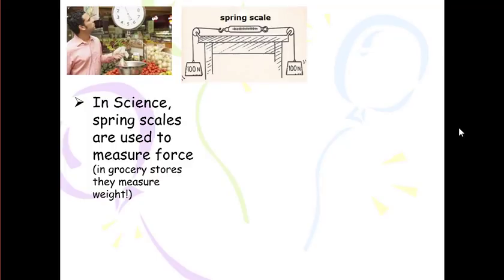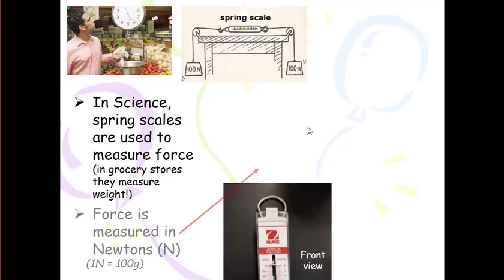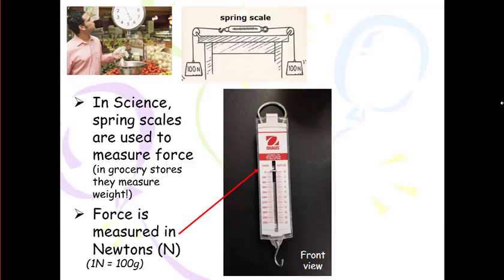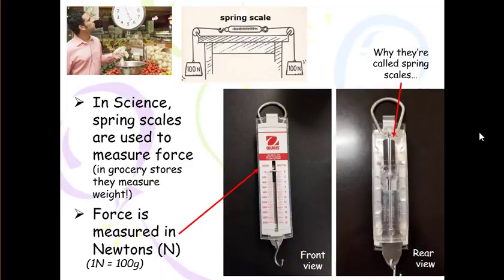In science, we use spring scales to measure force, all right? You've seen these in the grocery stores. They will measure weight. Remember that we measure force with a unit of measure called the Newton, and the Newton lines up with the metric measurement of mass, so that 1 Newton equals 100 grams. And on this picture you can see why we call this device a spring scale. It's actually got a spring loaded there in the back. You can see in that picture.